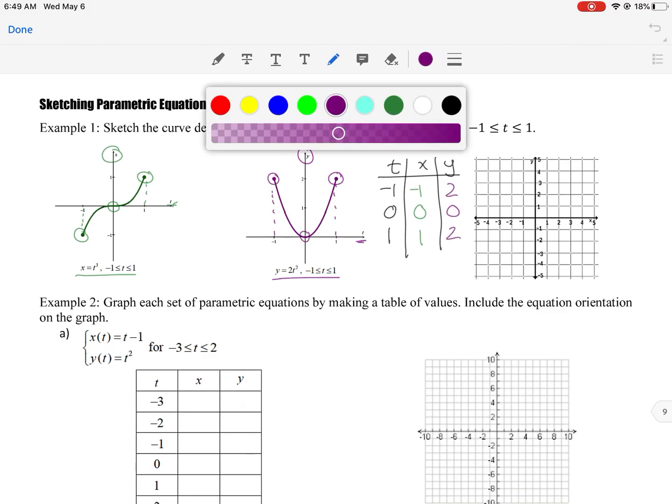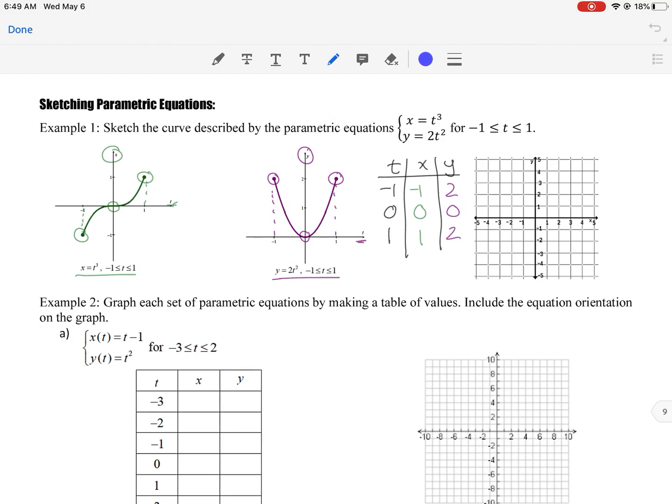So what we're going to do here is plot these x's and y's together. So we're going to plot (-1, 2), (0, 0), and (1, 2). If we plot some more points in between, you may understand a little bit more, but basically it connects down here and it will connect up, right? So there is a direction. Since we started on the left, we went down and then we went up. So you do want those arrows in there to understand what's going on.